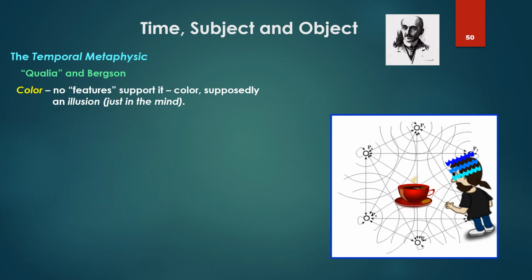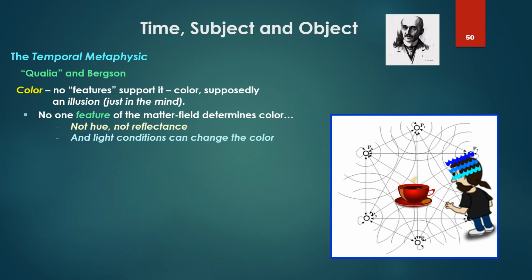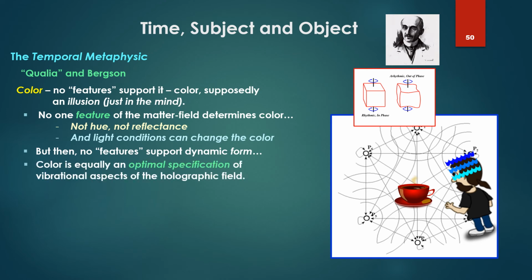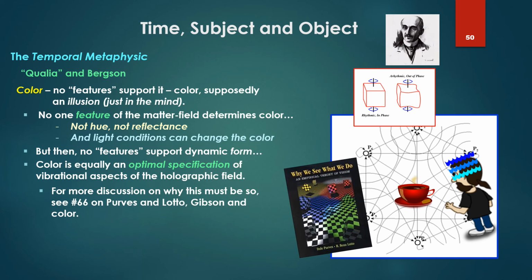So when we come to color, there are no features to support it, supposedly. Color is supposedly an illusion, just in the mind. No one feature of the matter field determines color, not hue, not reflectance, and light conditions can change the color. But then no features support dynamic form either. Color is equally an optimal specification of vibrational aspects of the holographic field. For more discussion on this and why this must be so, I went through this in number 66 relative to Purves and Lotto and Gibson and color.